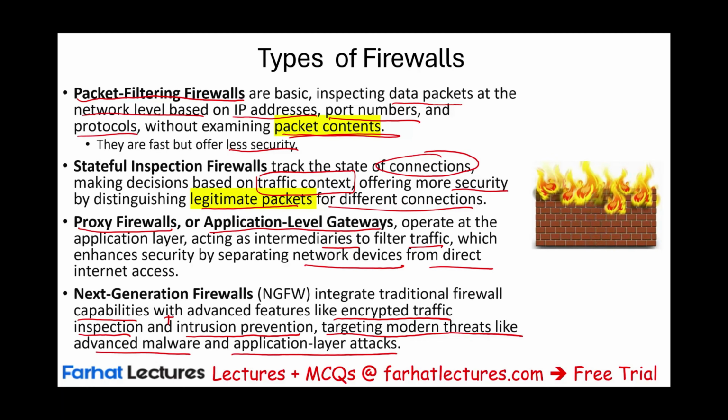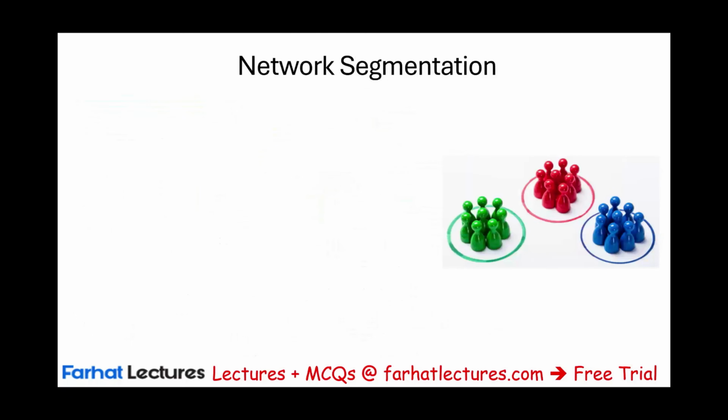So that's one way to protect your network: firewalls. There are different types of firewalls. You need to have a good idea what the purpose of a firewall is. Another way you can protect your network, besides having a firewall, is network segmentation. And from the word segmentation, what's segmentation? It means separating things, segmenting things.